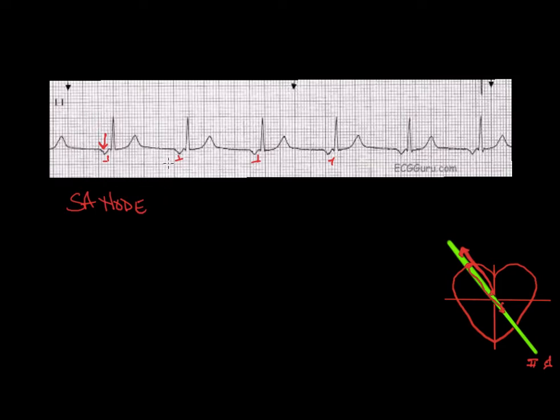The next thing we're going to look at is, do the P waves have the same shape? And they do. So we know that this is happening from a single point in the heart, above the ventricles, and heading away from us.